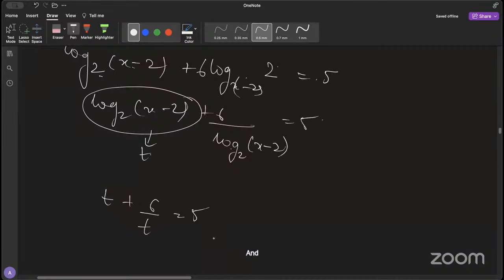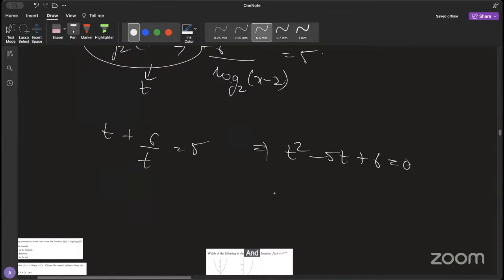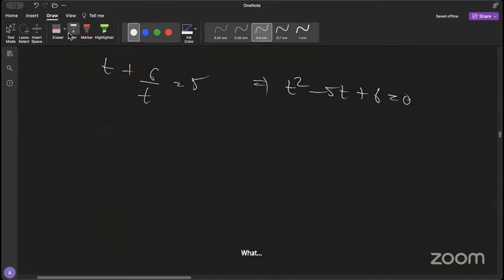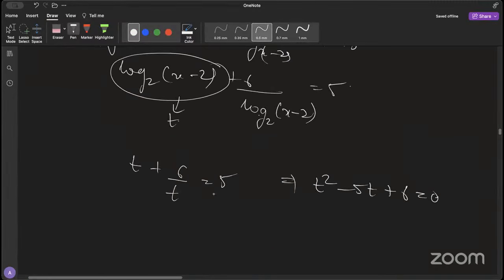And if we solve this one, we'll have t squared minus 5t plus 6 is equal to 0. And the solution to this, just 1 second. So the values of t that you'll get from here, this is (t minus 2)(t minus 3), right? So you will get t is equal to 2 and t is equal to 3. Either t is 2 or t is 3, right?